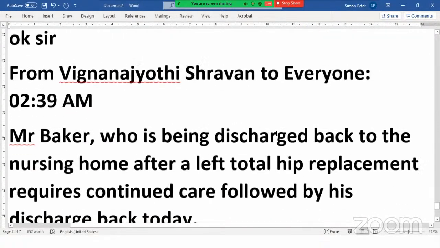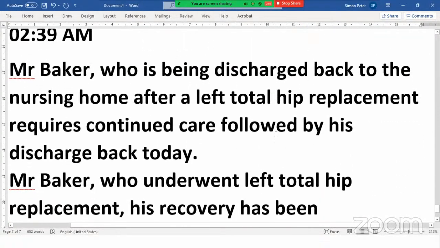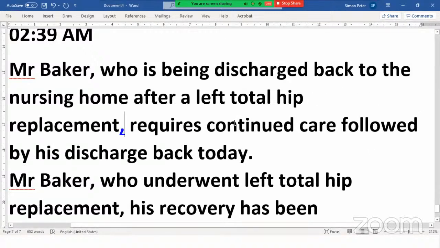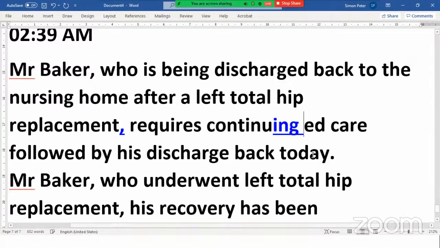Okay, another one. Mr. Gerald Baker, who is being discharged back to the nursing home after a left total hip replacement. Come on, now here "requires" is correct. Requires continued care. Continuing is better, though they say it is outdated. I did not confirm that one. So continuing care, followed by the same thing.